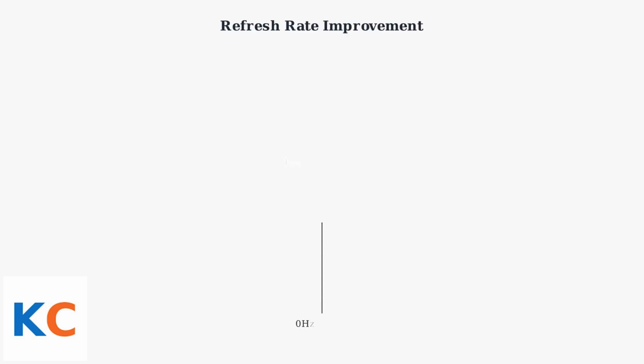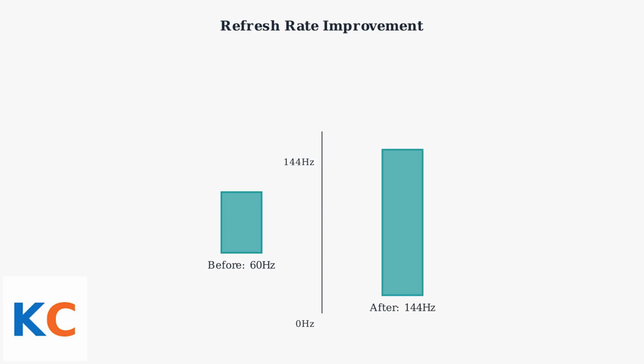Following these steps, your refresh rate can increase significantly from 60 Hz to 144 Hz or higher, improving smoothness and reducing motion blur.